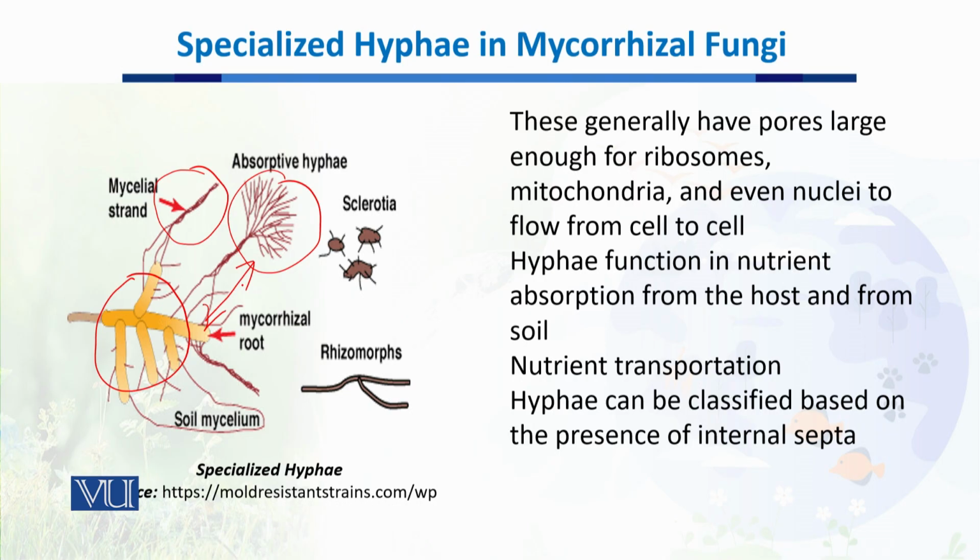So these hyphae are large enough that ribosomes, mitochondria, and even nuclei can flow from one cell of the hyphae to the other. And these hyphae not only absorb food from the host but also from the soil, and they also transport nutrients from one hypha to another. Now, based on the presence of internal septa, hyphae can be classified into different types.